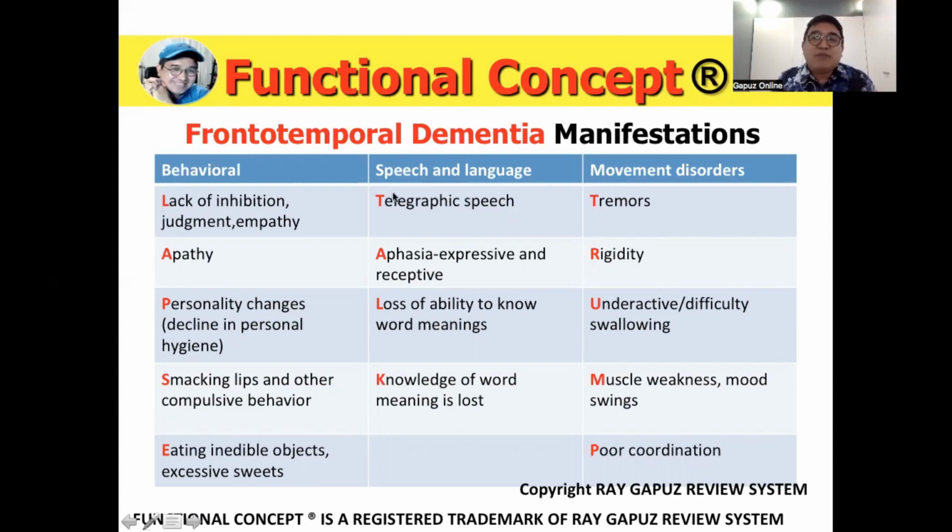Speech and language, you have talkativeness, stereotyped speech, aphasia, both expressive, meaning inability to find the right word to say. So you need a communication board or a picture board, such that when they need a glass of water, they just show the picture board to show what they need. Receptive aphasia is inability to understand. So talk to the patient slowly. Then loss of ability to know word meanings. So they are lost for words because they are unable to recall which appropriate word to use because they have forgotten the meanings. And then knowledge of word meaning is lost. And then, of course, you have your movement disorders.